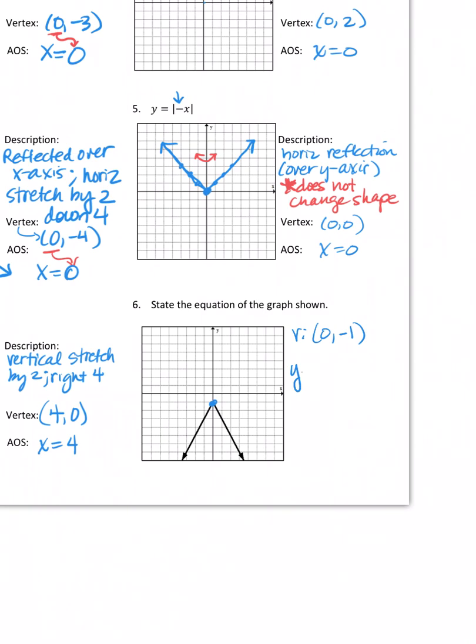So it's going to be y equals, and I put a negative in the front to flip it upside down. That's that vertical reflection. And then x didn't change, didn't go left or right, so I don't need to do anything with my x besides leave it in the absolute value bars, and then bring down the negative 1. All right, that's just graphing it.